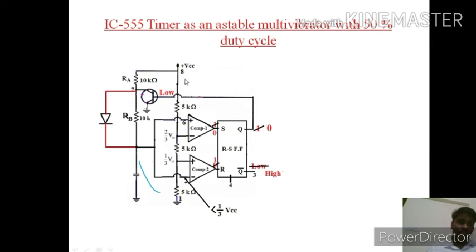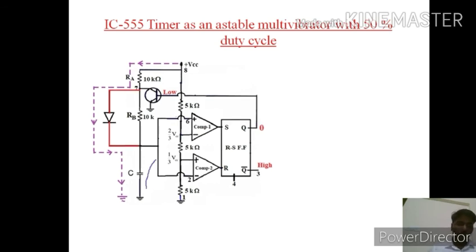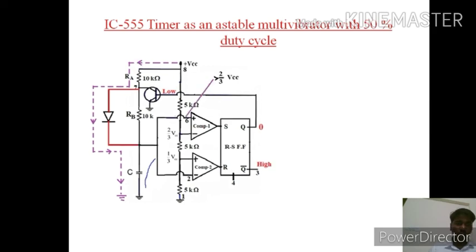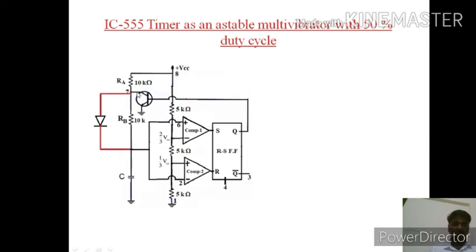Since the transistor is not conducting, again the capacitor will start charging, and as it charges, the voltage across the capacitor increases exponentially. As soon as the voltage across the capacitor becomes slightly greater than 2 VCC by 3, R becomes 1, Q becomes 1, and the base of the transistor becomes 1. Now base emitter is forward bias. Again the transistor starts conducting and the capacitor starts discharging. And these cycles are then repeated.